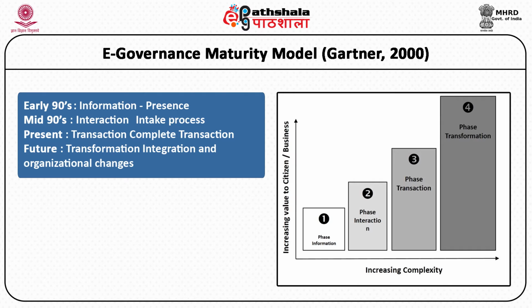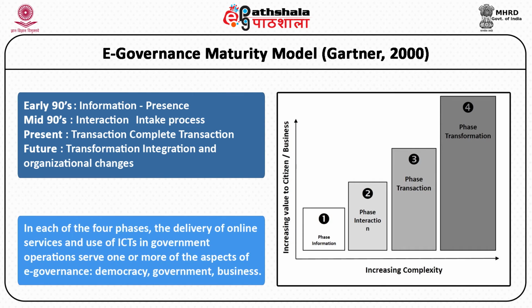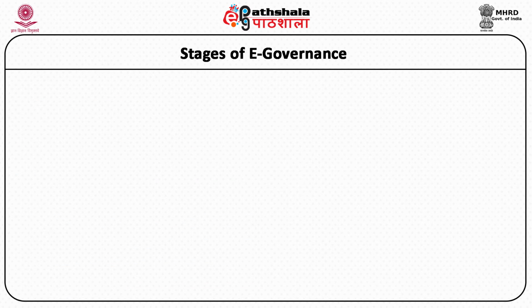And in future, we'll have transformation, that is integration and organizational changes at the government level to enable the entire sequence of transactions possible without even visiting the offices of the concerned ministries. In each of the 4 phases of e-governance given by Gartner, the delivery of online services and the use of ICTs in the government operations serve one or more than one aspect of e-governance: democracy, government, business, as well as the citizens of a particular country.